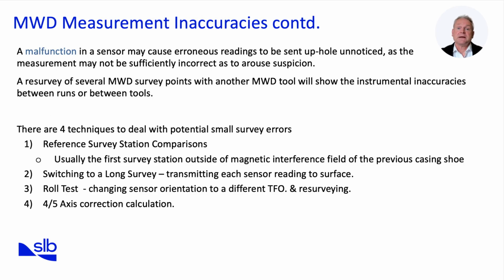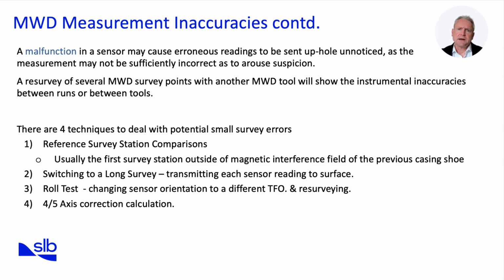MWD measurement inaccuracies can sometimes be difficult to detect during normal drilling operations, as faulty sensors may continue sending values that do not appear overtly wrong. This means operators may not immediately recognize errors. One common mitigation is resurveying selected points with a separate MWD tool to confirm readings and identify inconsistencies. Several corrective strategies are available.